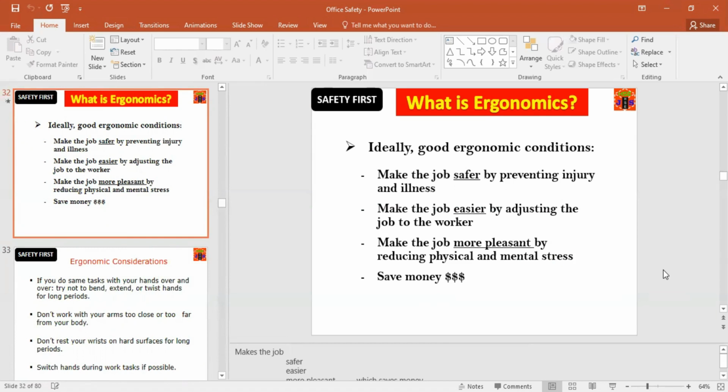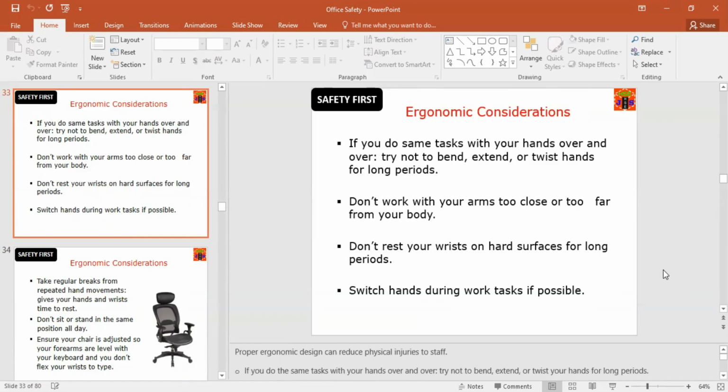Make the job more pleasant by reducing physical and mental stress. And lastly, if you do all three of the above mentioned, you will save money and you will increase the protection as well. If you are doing a task with your hands over and over, try not to bend, extend or twist hands for long periods.